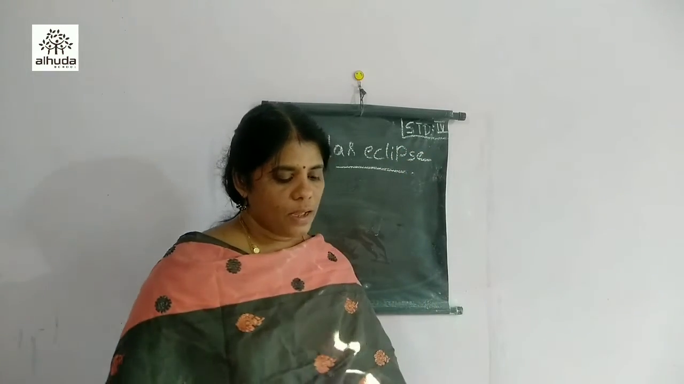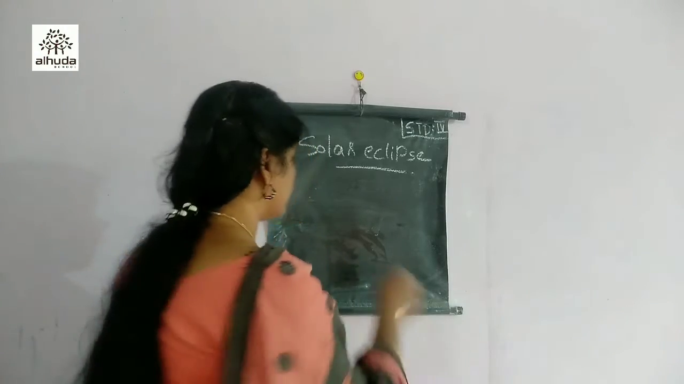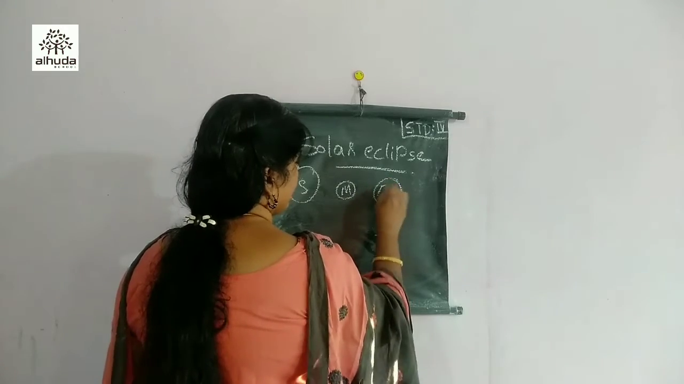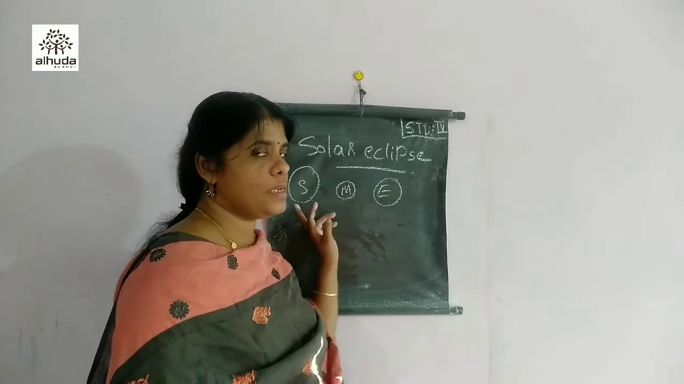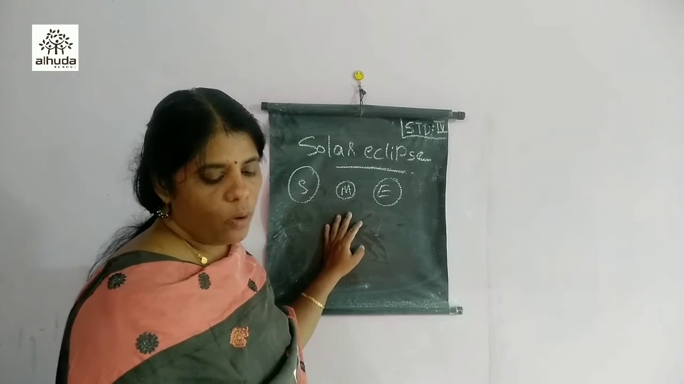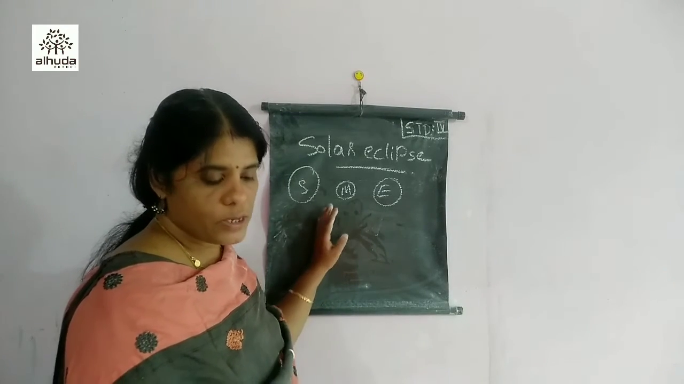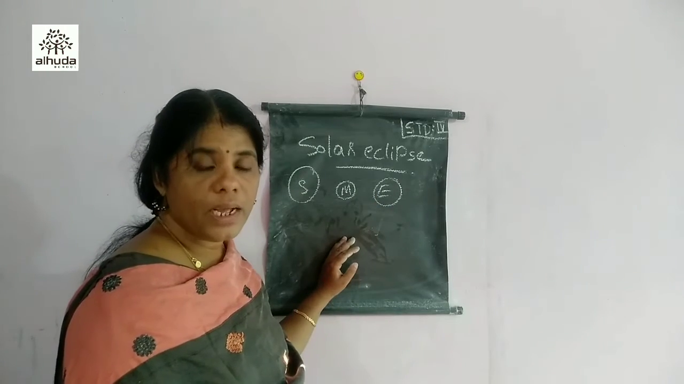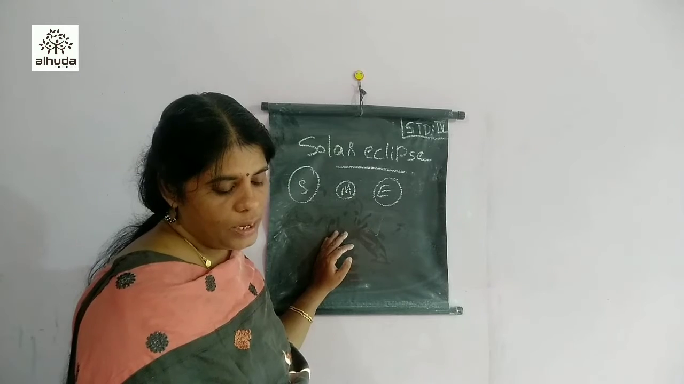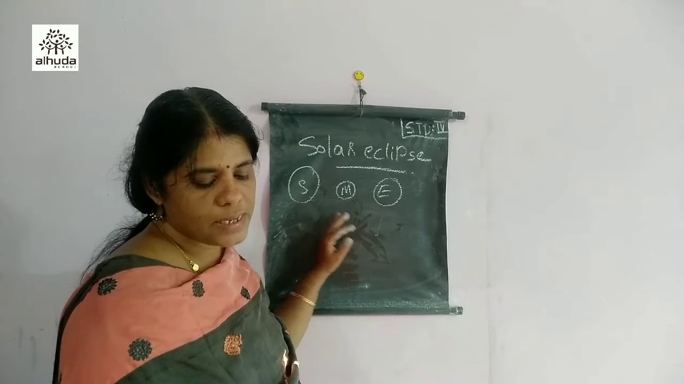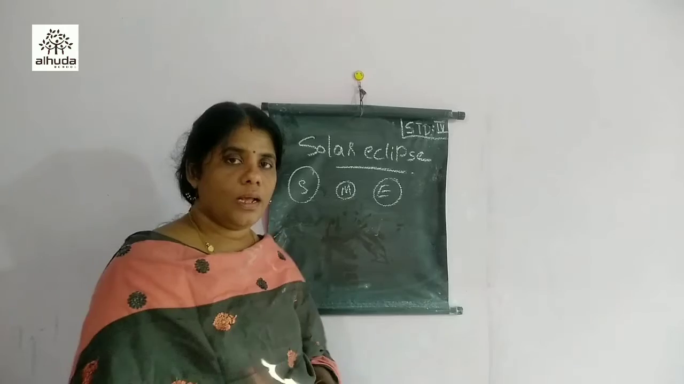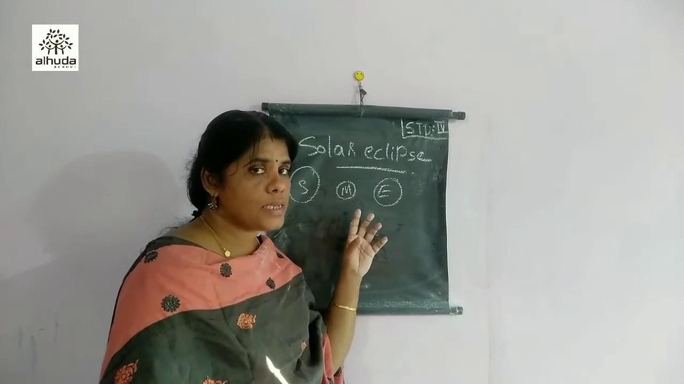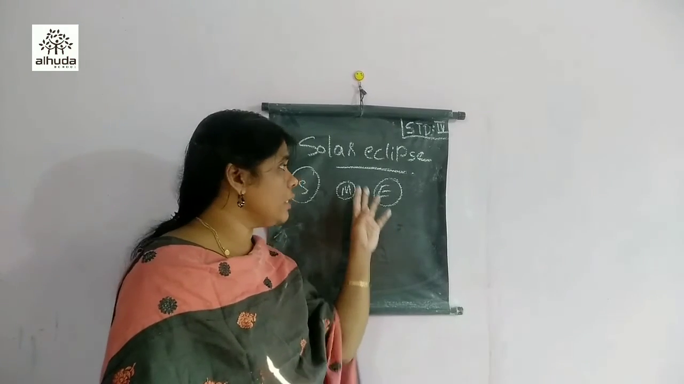In a solar eclipse, the moon comes in between sun and earth. Sun, moon and earth. Moon is in between sun and earth. It blocks the sun rays from falling on some parts of the earth. The shadow of the moon falls on the earth. This is called a solar eclipse. In a solar eclipse, the sun disappears and the sky appears dark for a few minutes. So, during solar eclipses, we can't see the sun for a certain time. That we call solar eclipse.